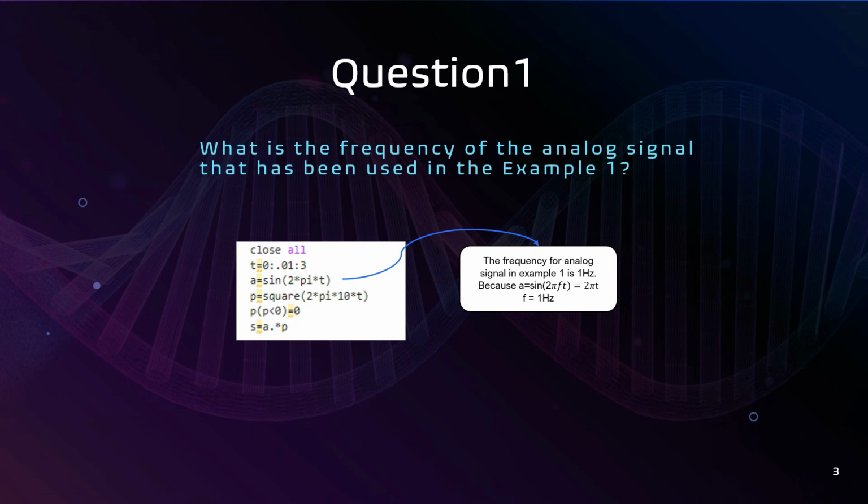Question number 1. What is the frequency of the analog signal that has been used in example 1? Here we can see A equal to sine(2*pi*t). The frequency of the analog signal in example 1 is 1 Hz, because A equal to sine(2*pi*f*t) is equal to sine(2*pi*t), so f equal to 1 Hz.